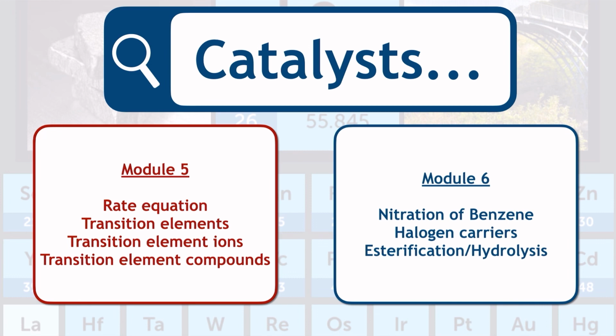the halogen carrier catalysts, which are used in the Friedel-Crafts alkylation, Friedel-Crafts acylation. We've got the halogenation of benzene here as well. They all use halogen carrier catalyst of FeCl3. And so watch out for that use of a transition element compound in Module 6. We've also got catalyst in nitration of benzene. Again, this is going to be concentrated sulfuric acid.